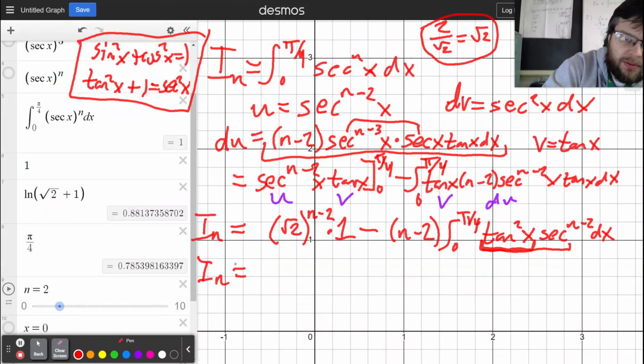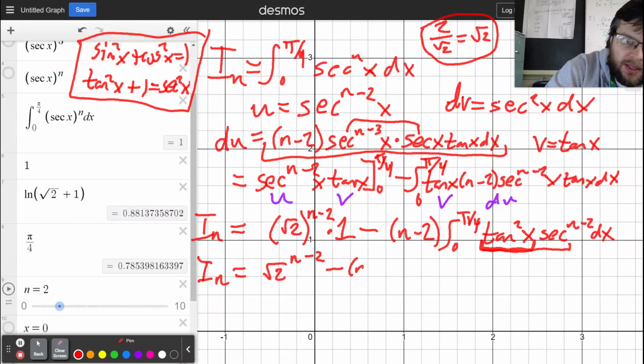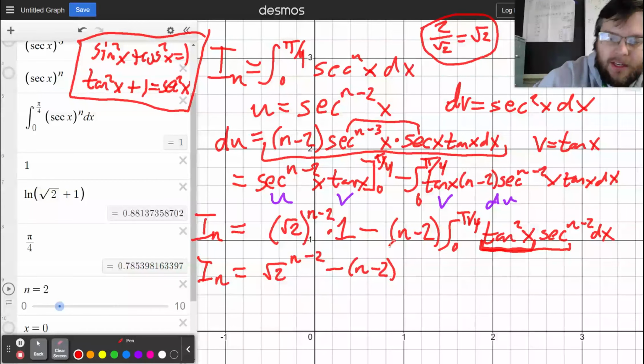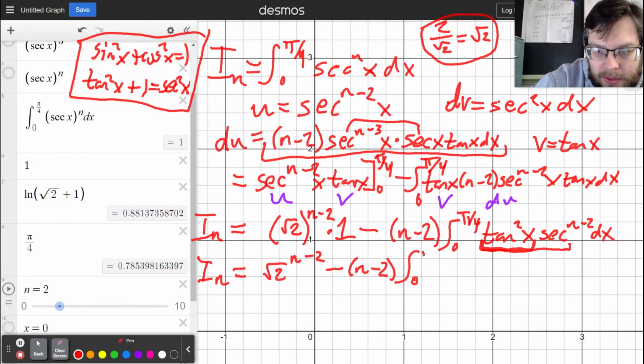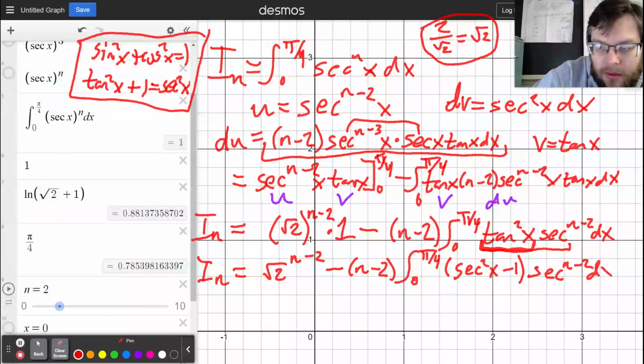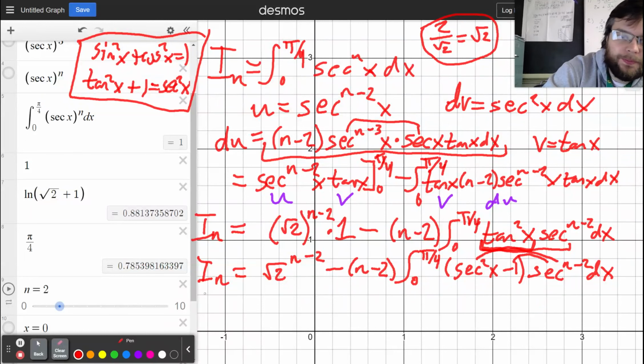So now we're doing a little simplification. We have square root of 2 to the n minus 2 times 1, so I don't need to write it down, minus n minus 2, integral from 0 to pi over 4. Tangent squared is replaced with secant squared minus 1. And I hope you can see how this is going to work out. If I distribute that, that becomes secant to the nth. If I distribute that, that becomes secant to the n minus 2.